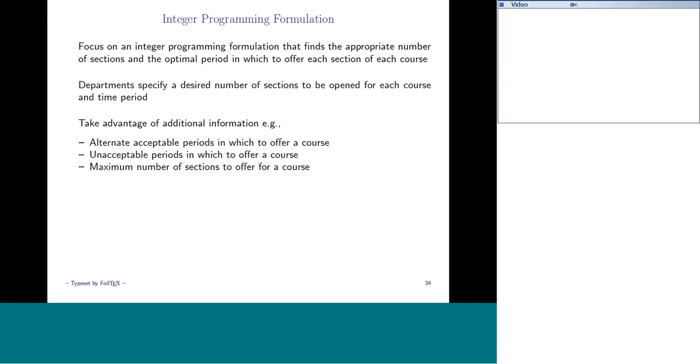We also try to gather other information from the departments because sometimes you give them a solution and then they don't like it. So a priori, we try to get them to specify alternate acceptable periods in which to offer a course if we do need to bring another course online, unacceptable periods in which to offer a course, and the maximum number of sections based on their planning.